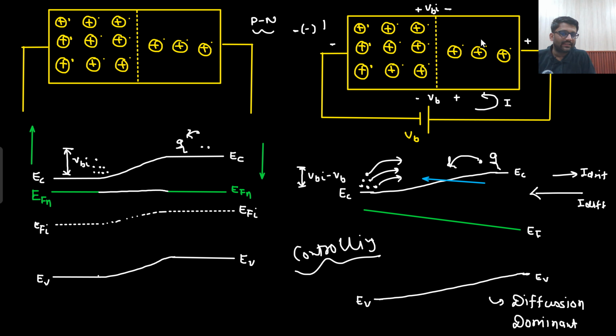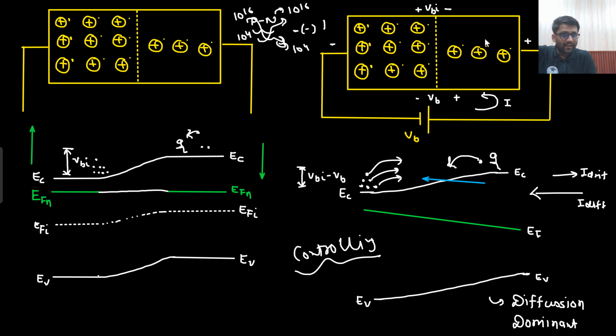Because here very lesser concentration gradient is there, no? But in PN a lot of concentration gradient would be there. One side is P. That means here number of holes will be 10 to the power 16, but number of electrons would be 10 to the power 4. And here number of electrons will be 10 to the power 16, but number of holes will be 10 to the power 4. So concentration gradient is very high.